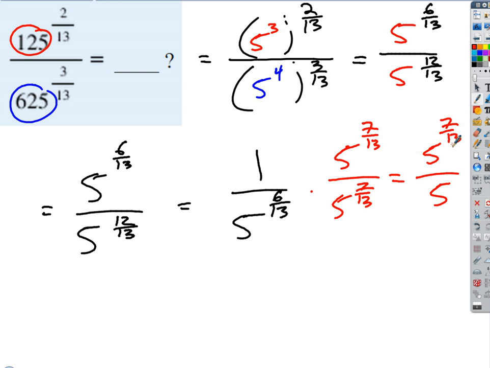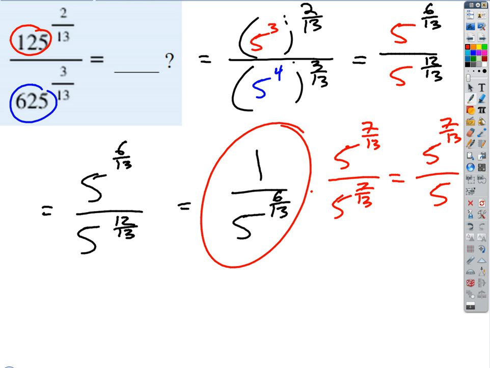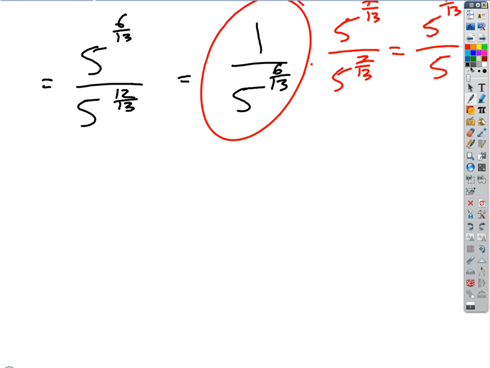Okay, that's fine. But remember we said there's an easier way to do that. We could really skip a step there. We didn't really have to do that part right there. That wasn't strictly necessary, was it? We could have instead, let's just go from there. So we had 5 to the 6 13ths over 5 to the 12 13ths. We can already see, as good mathematicians, that the exponent on the bottom is bigger, so we know we're going to be stuck. We're going to have to rationalize the denominator, right?